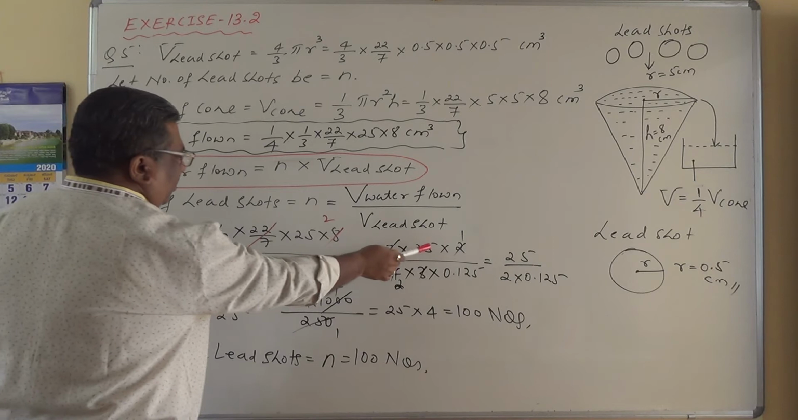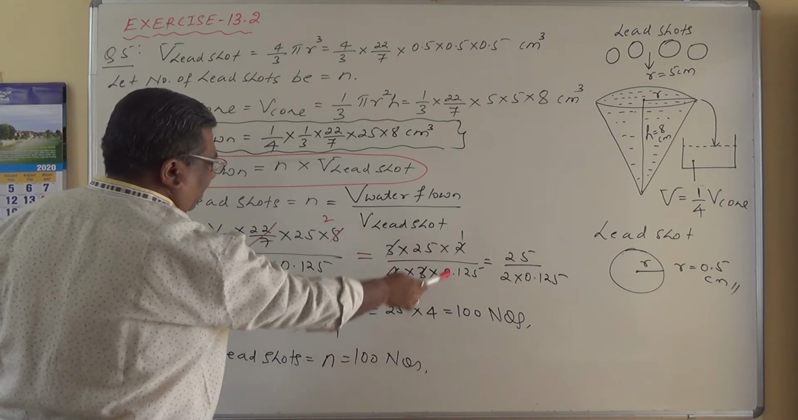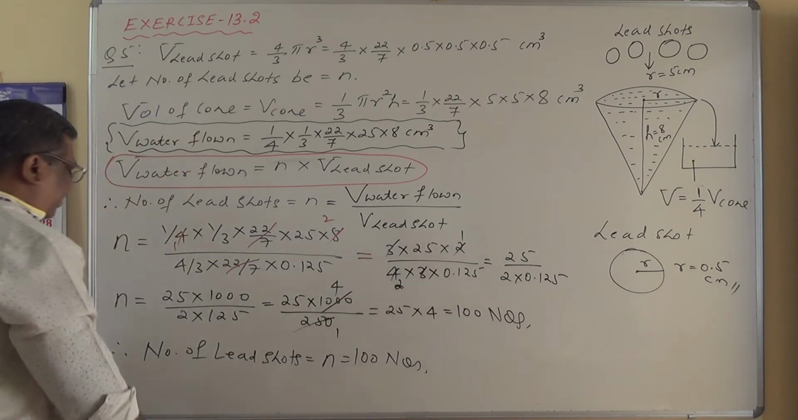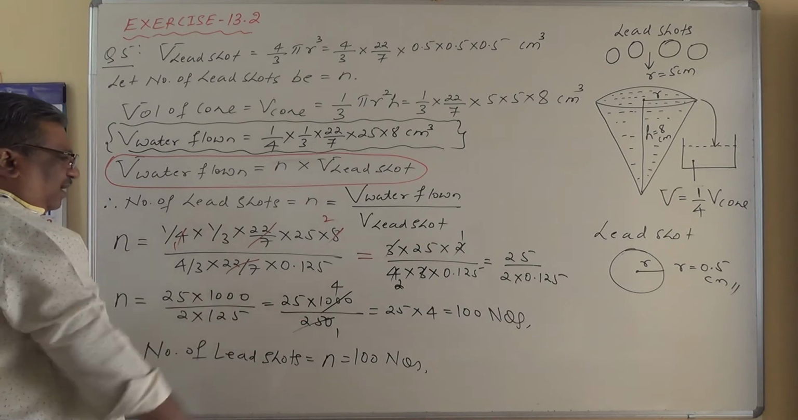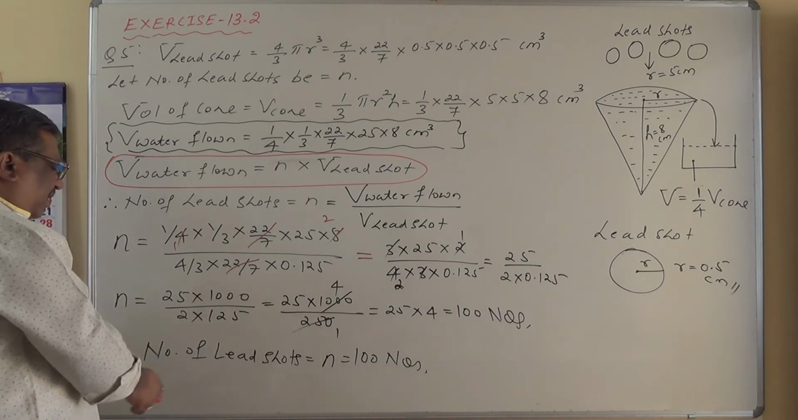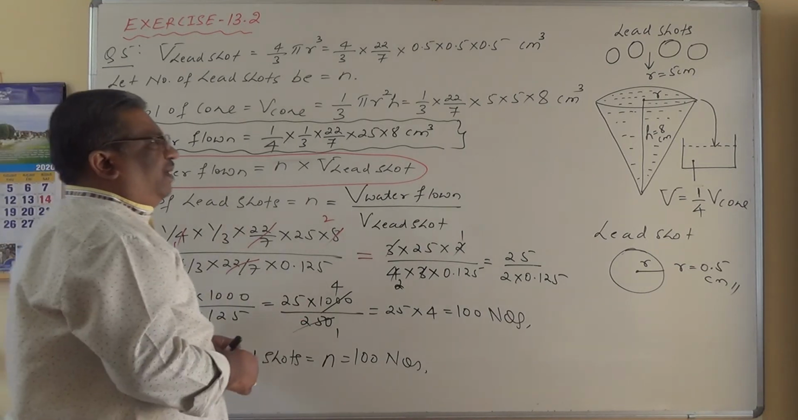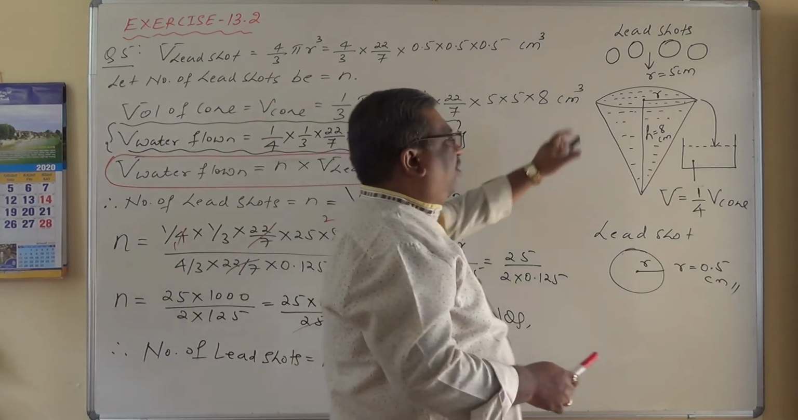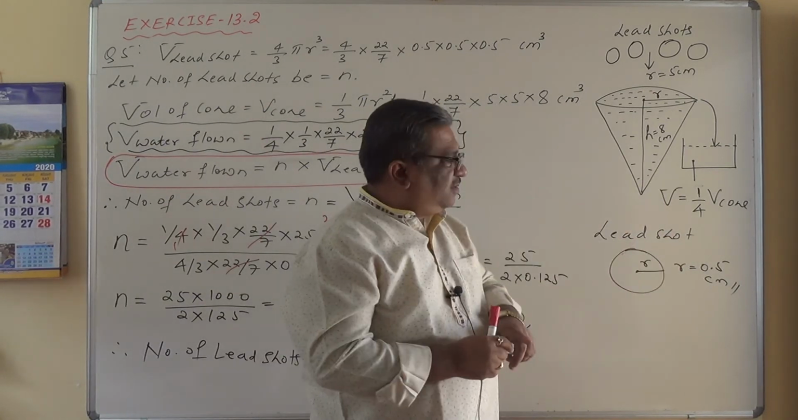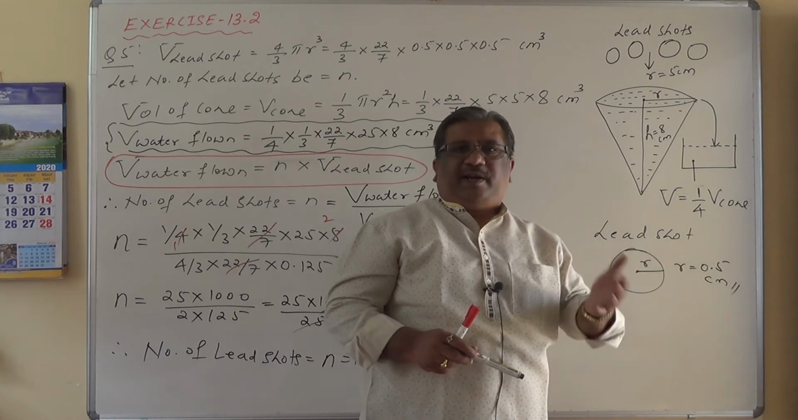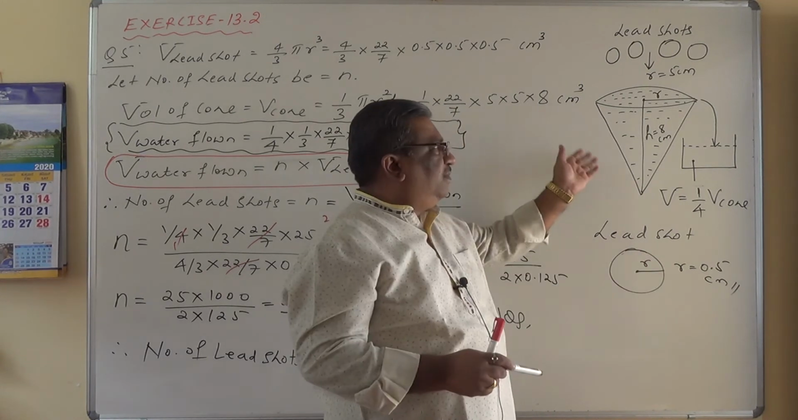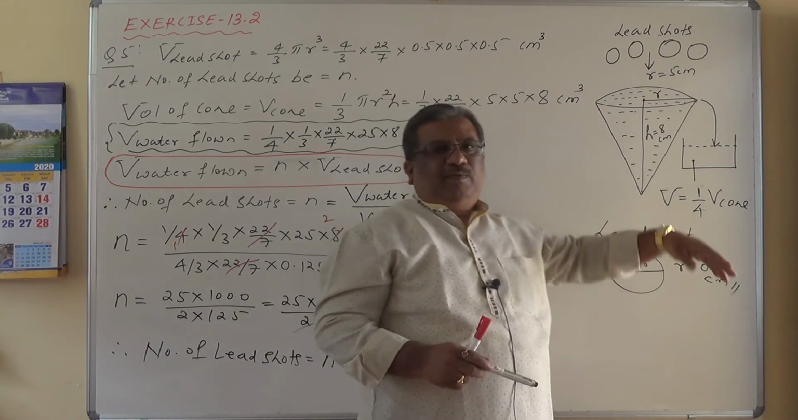So this is 3 into 25 into 2 by 4 into 3 into 0.125. That's what it is coming. So N equals, if you work out, ultimately we are getting 100 numbers of lead shots. Meaning, if we drop 100 lead shots of each 0.5 centimeter radius, then the volume displaced will be equal to 1/4 the volume of the cone.